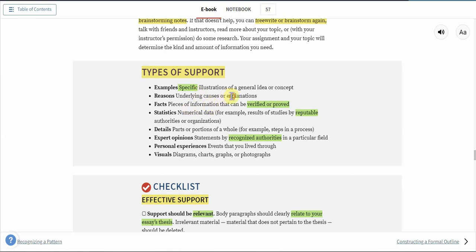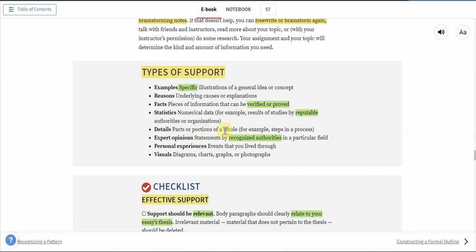So reasons, these are underlying causes or explanations. So why did something happen, right? Again, facts, these are things that are verified or proved, right? Something that science has said this is true. Statistics, notice the things in green are important. These must be from reputable authorities or organizations. If you're going to bring in research, you got to make sure that you're using good sources, right?